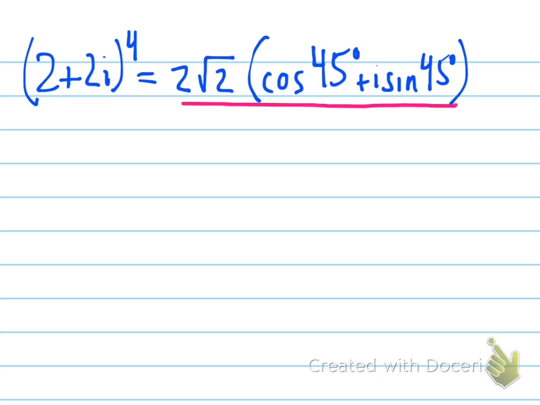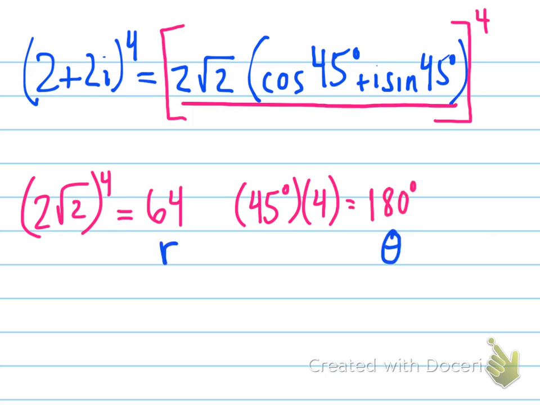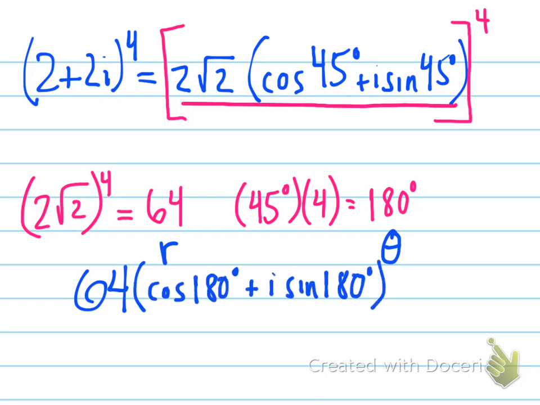But now all I have to do is apply de Moivre's theorem to this polar number, raising it to the fourth power. 2 root 2 to the fourth is 64, and 45 times 4 is 180 degrees, so there's r and there's theta, and I'm ready to go. I can simply write the number just like that: 64 cosine 180 plus i sine 180.